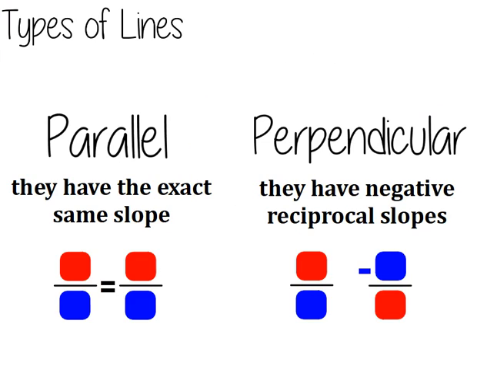To summarize, parallel lines have the same slopes. Perpendicular lines have slopes that are negative reciprocals. If the slopes of the two lines are not equal or negative reciprocals, then the lines are neither parallel nor perpendicular.